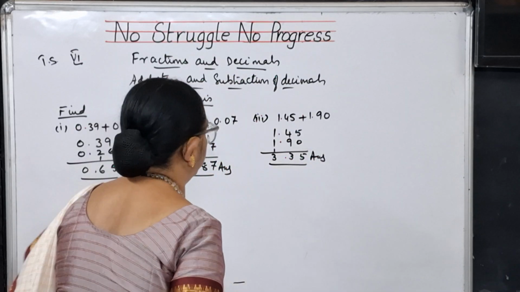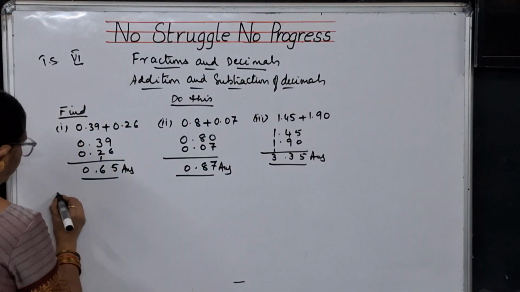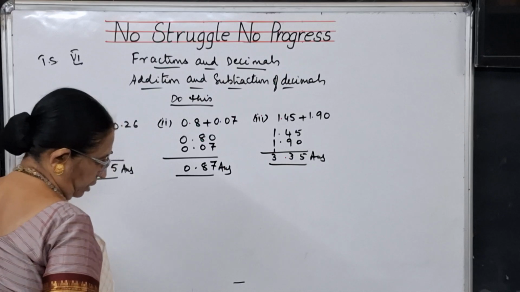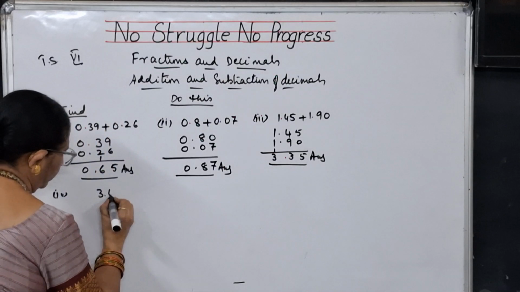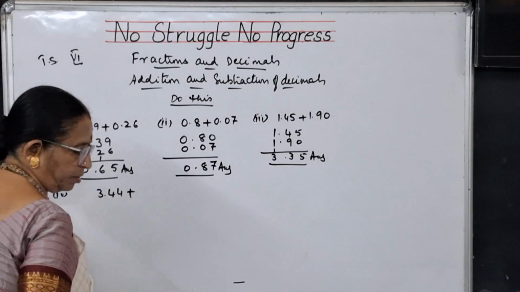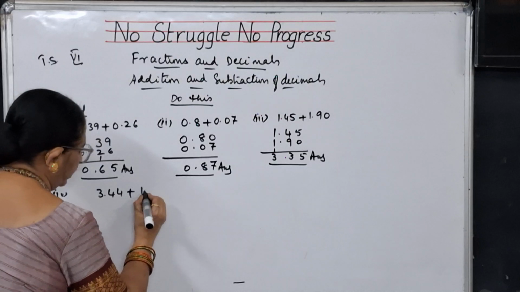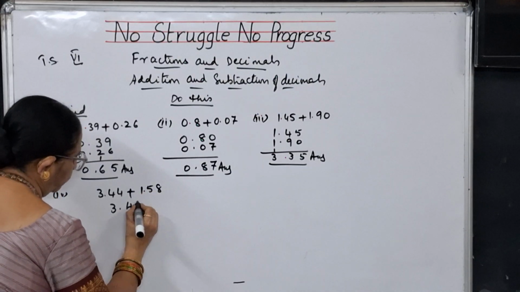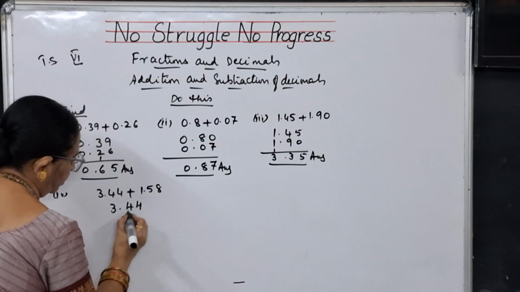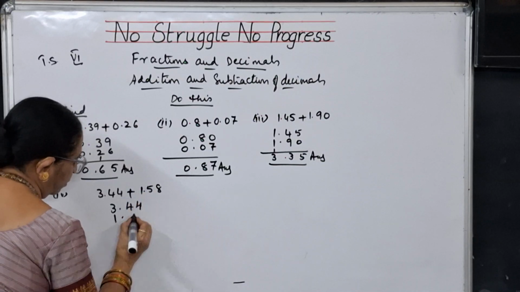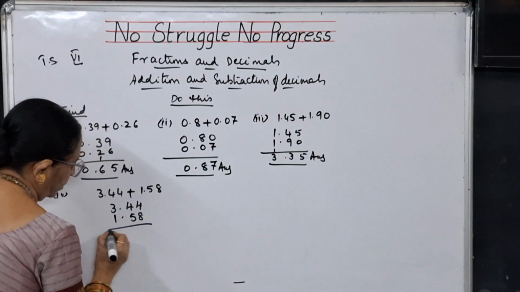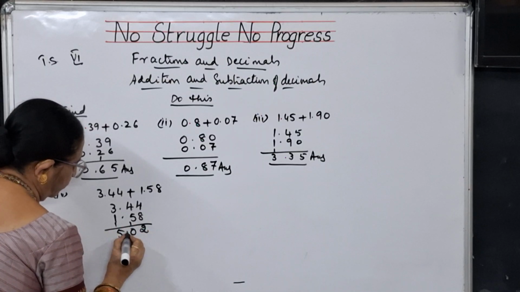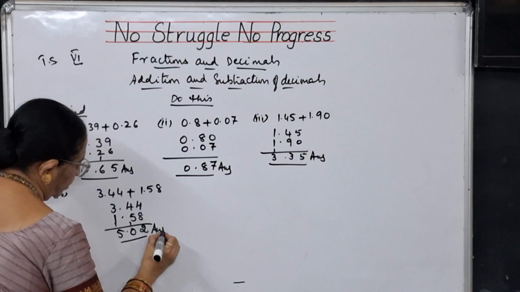3.35 is the answer for this problem. Now, fourth bit: 3.44 plus 1.58. After writing the decimal, I have written 1 here, and 5 and 8. 8 plus 4 is 12, this is 10, this is 5. This is the answer for this.